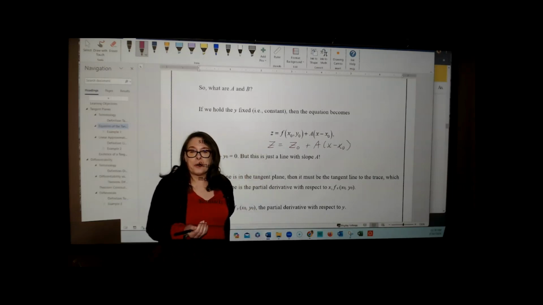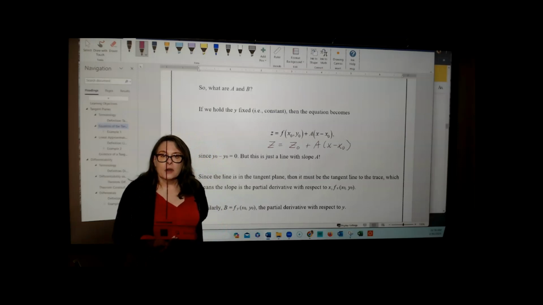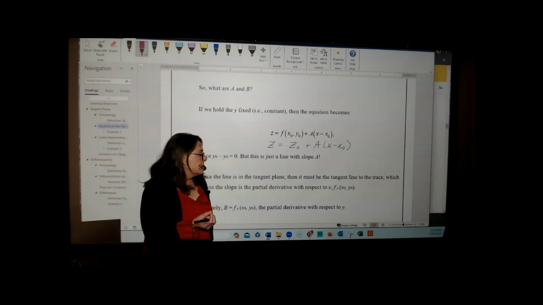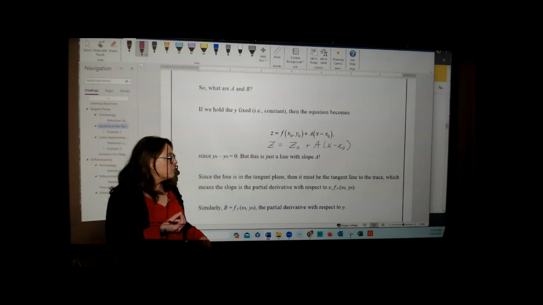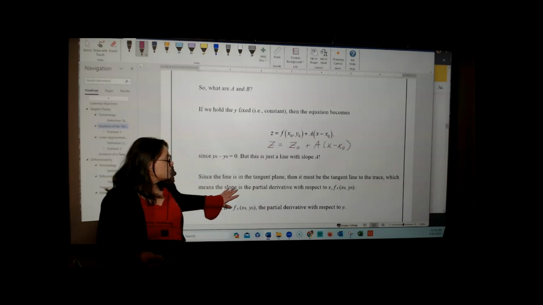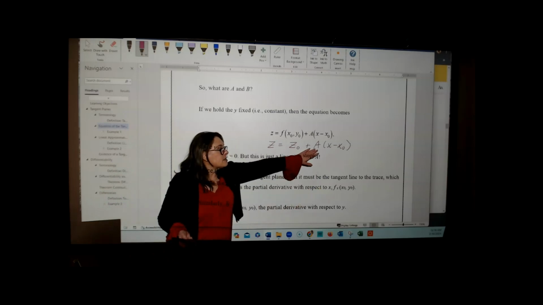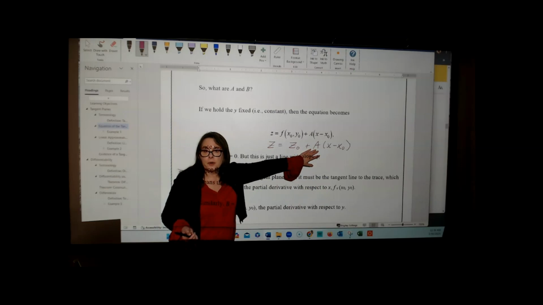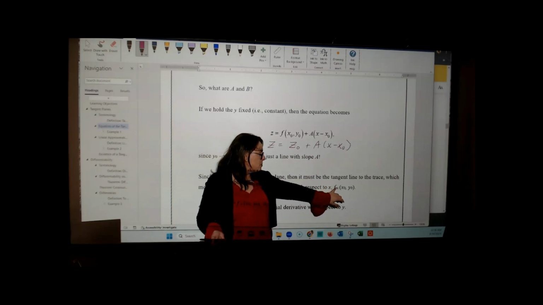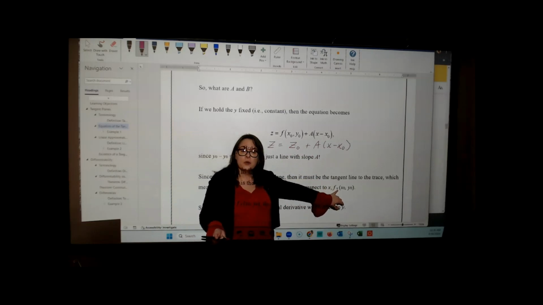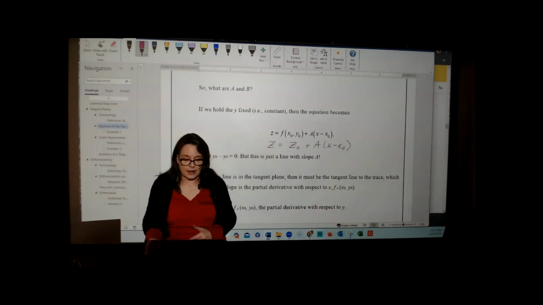Now, this is just the equation of a line, right? So what line must it be? Well, I held y constant and I allowed x to vary. So this must be the tangent line to the trace, which means that the slope is the partial derivative with respect to x. But the slope in this equation is uppercase A. And that must mean that A is the first partial derivative of the function with respect to x evaluated at that point, x naught, y naught.